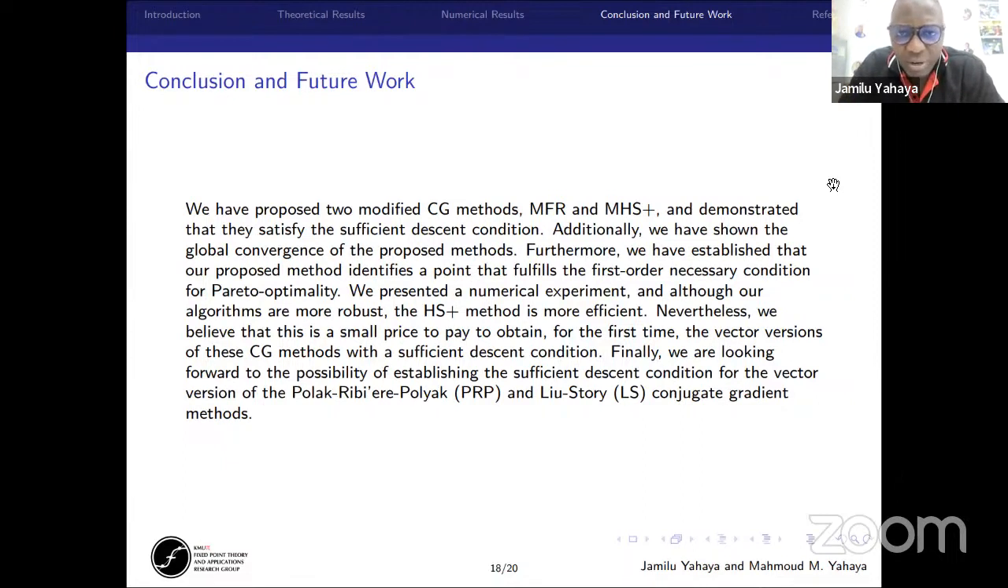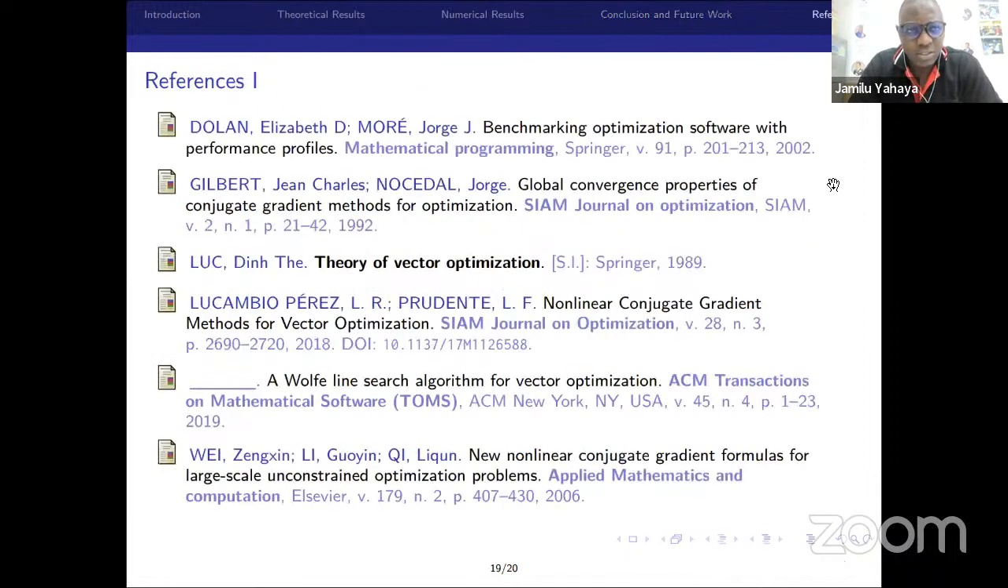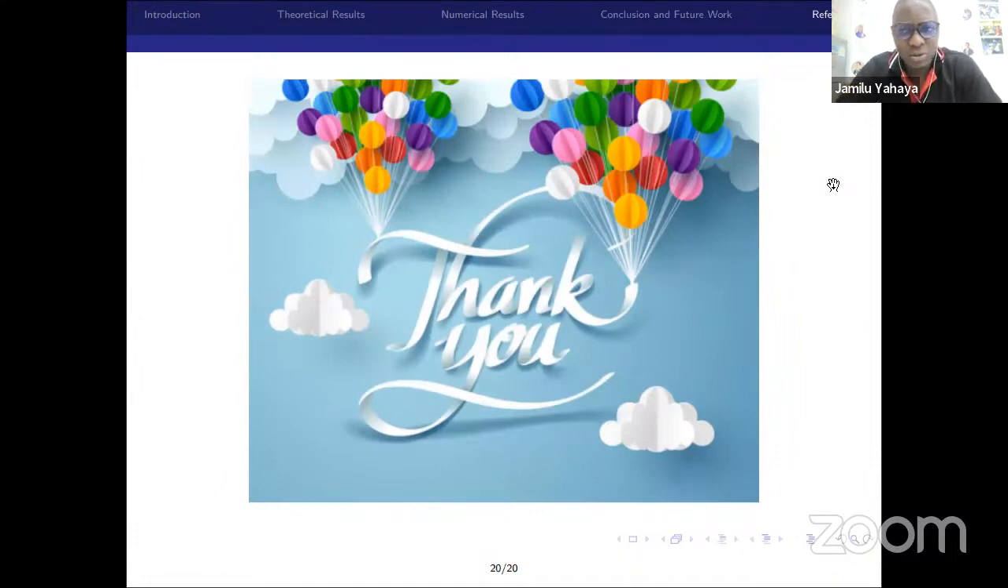We've also presented a numerical experiment as explained by my colleague. Although our algorithms are more robust, the HS plus method is more efficient. Nevertheless, we believe that this is a small price to pay to obtain, for the first time, the vector versions of the CG methods with a sufficient descent condition. Finally, we are looking forward to the possibility of establishing the sufficient descent condition for the vector versions of the PRP and the Liu-Storey conjugate gradient methods. Thank you very much for your attention. These are some of the related references, and that's the last part of our talk. Thank you very much.